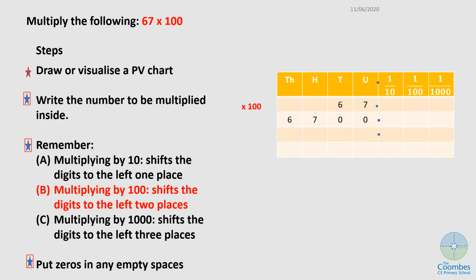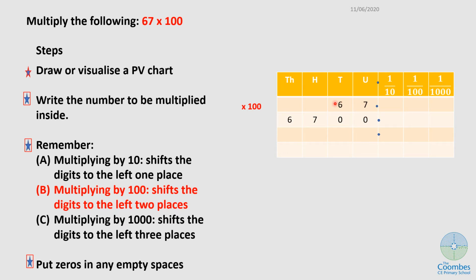Now, which of these are we going to use? I know when I'm multiplying by 10, the digits shift one place to the left. When I'm multiplying by hundreds, the digits shift 2 places to the left. And when I'm multiplying by 1,000, the digits shift 3 places to the left. So I can see I'm going to use this. So these digits would shift 2 places to the left.